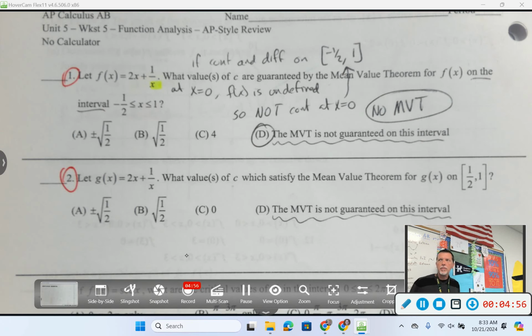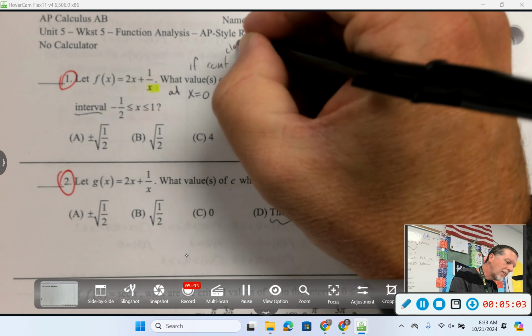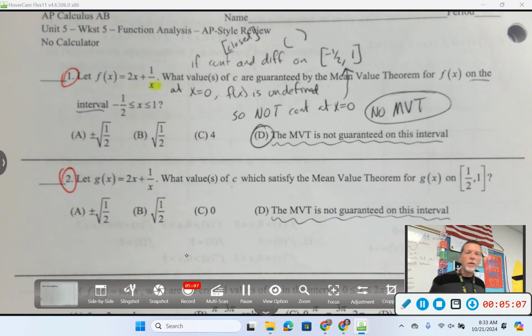What's the thing about the open interval and closed interval? That is rarely tested. It's continuous on the closed and differentiable on the open.